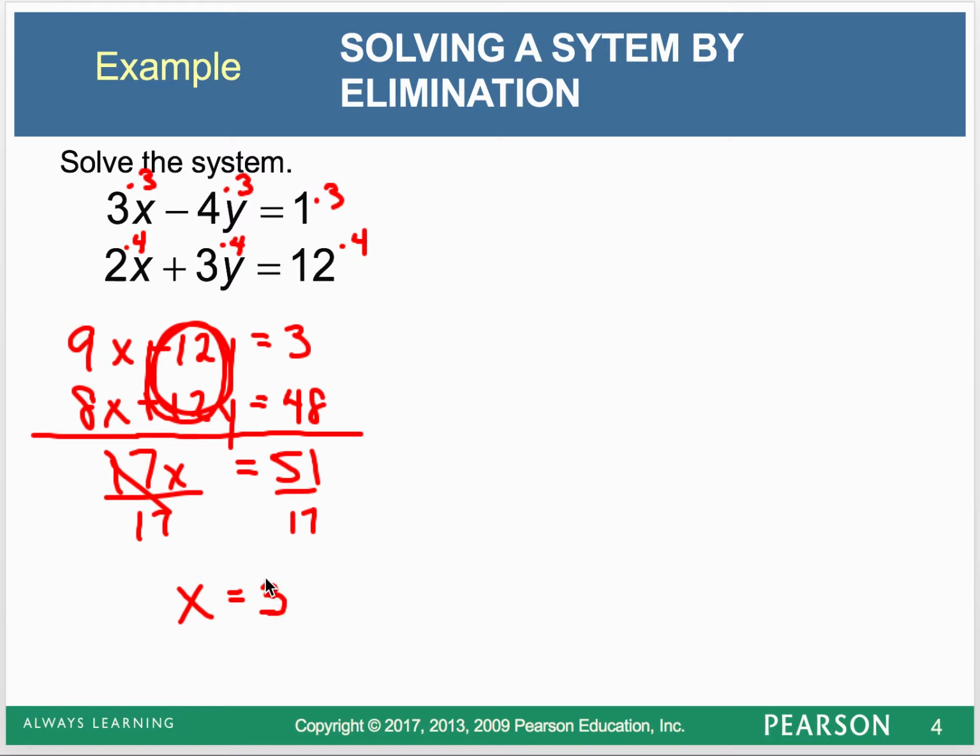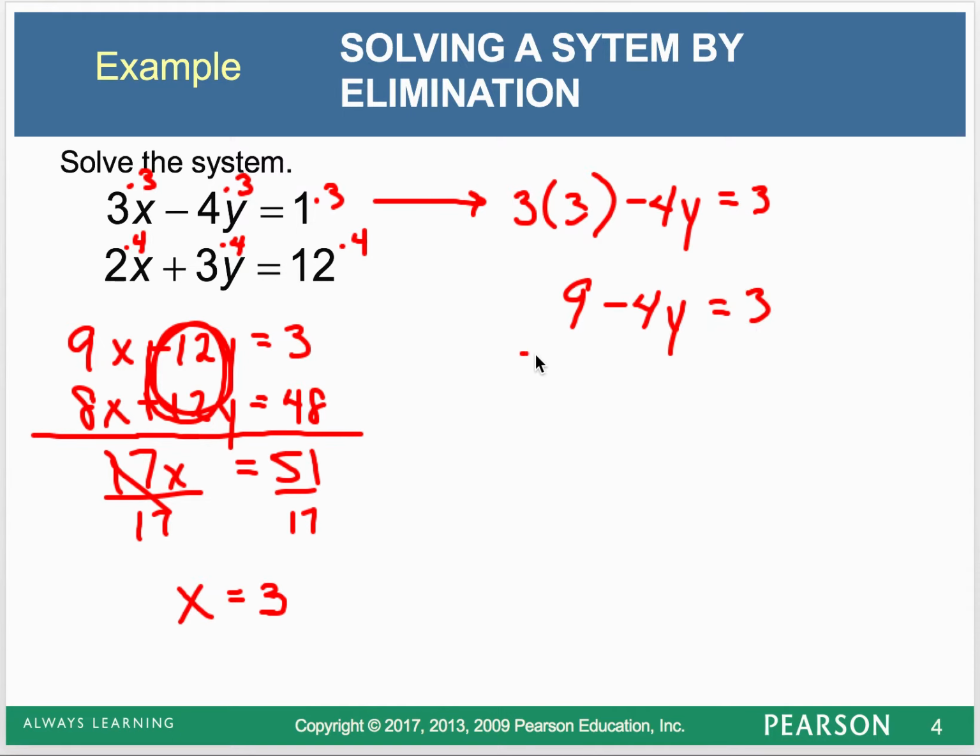Once you have one of the variables solved for, you can go back and plug into either equation. It doesn't matter which. Let's let x be 3 in this first equation. So we'd have 3 times 3 minus 4y equals 3. Okay, so 9 minus 4y equals 3. Let's subtract 9 from both sides. It doesn't equal 3, it equals 1.